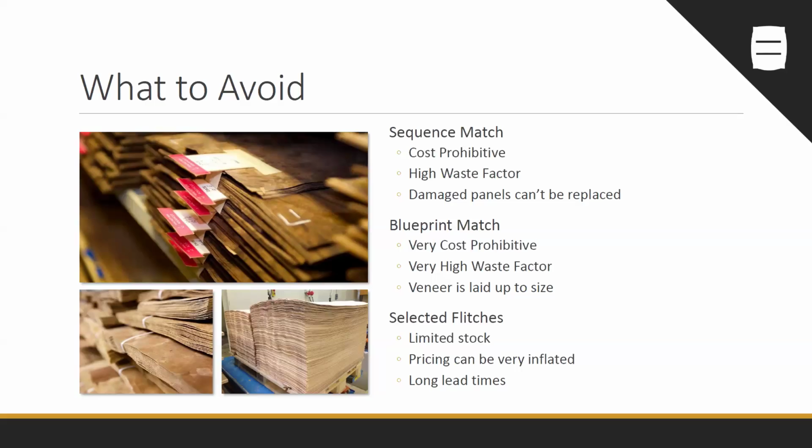You have to remake all of the panels. So again, it can be very cost prohibitive, very high waste factor. Blueprint match. So this is the same concept, but instead of just having the veneers in consecutive order on the wall, now you're also doing it on other areas like the ceiling. So you're just compounding that possibility that you may have to remake panels if something happens to one of them.